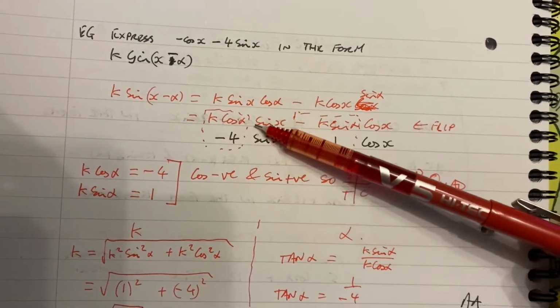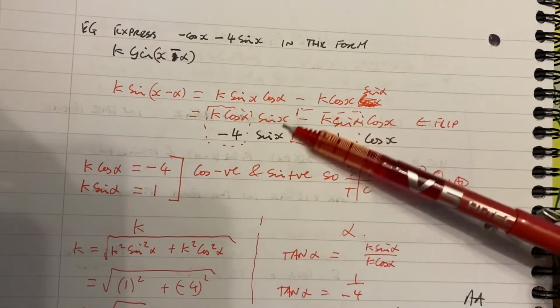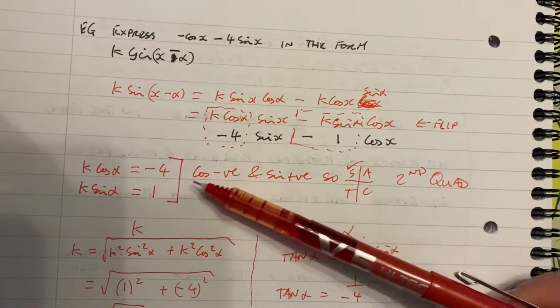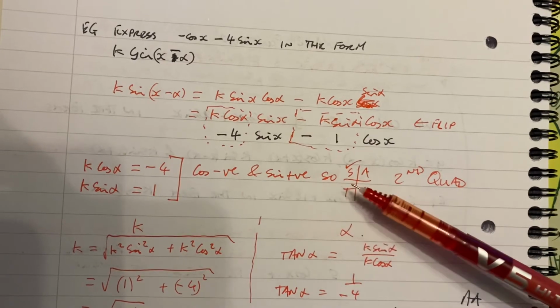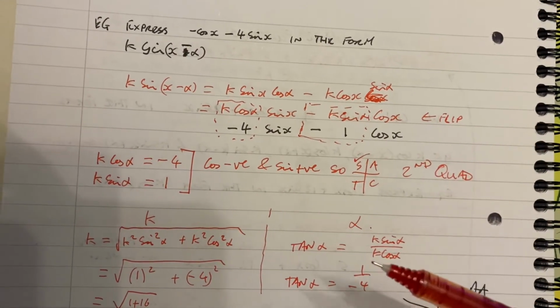So here, k cos alpha is negative 4. Here, k sine alpha, we've got a minus minus, is plus 1. So cos is negative, sine is positive. So the only place where cos is negative and sine is positive is the second quadrant. So we're looking for a second quadrant angle.